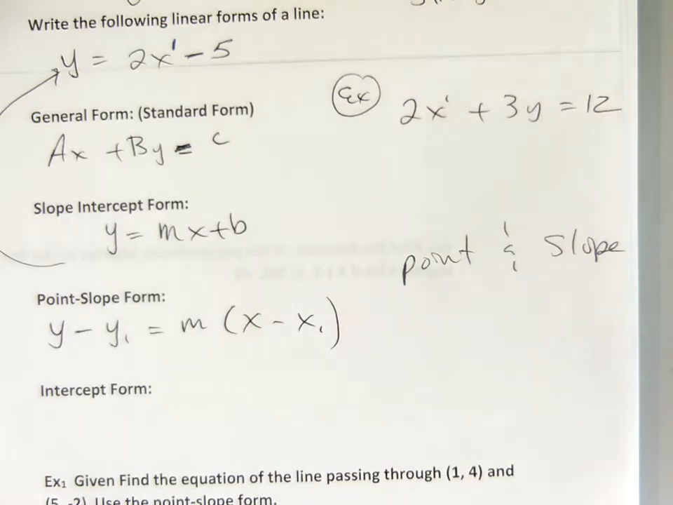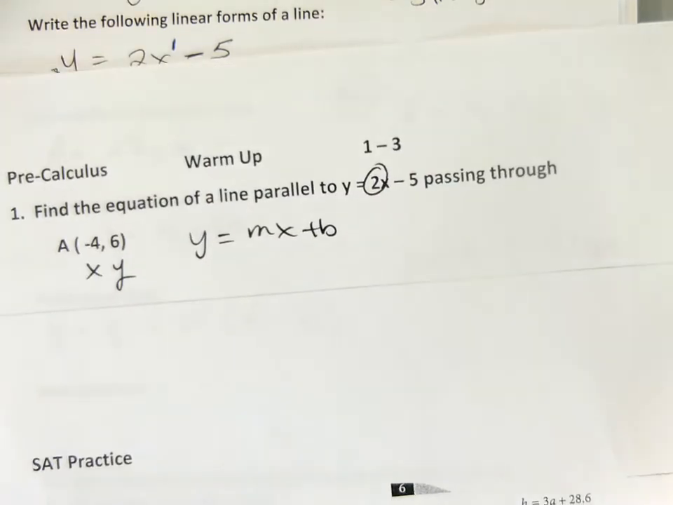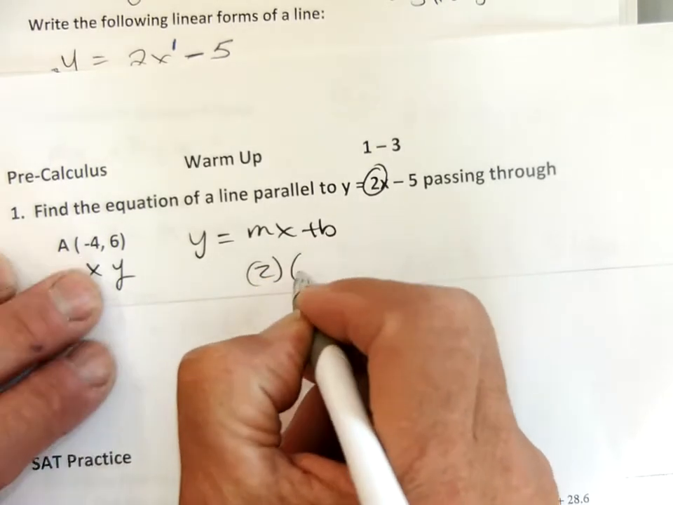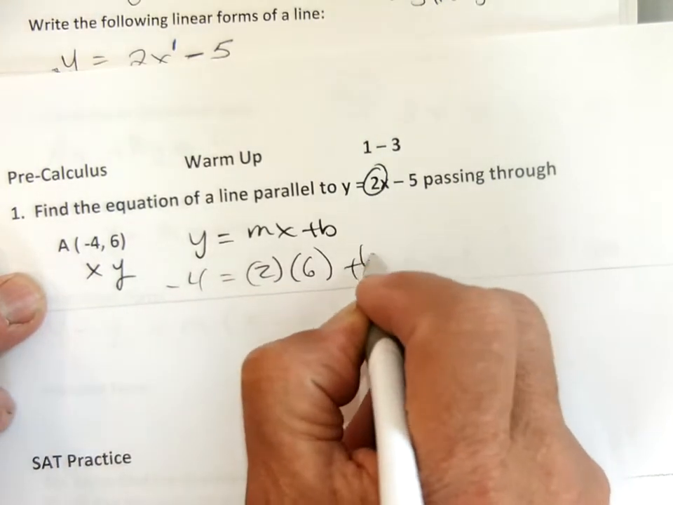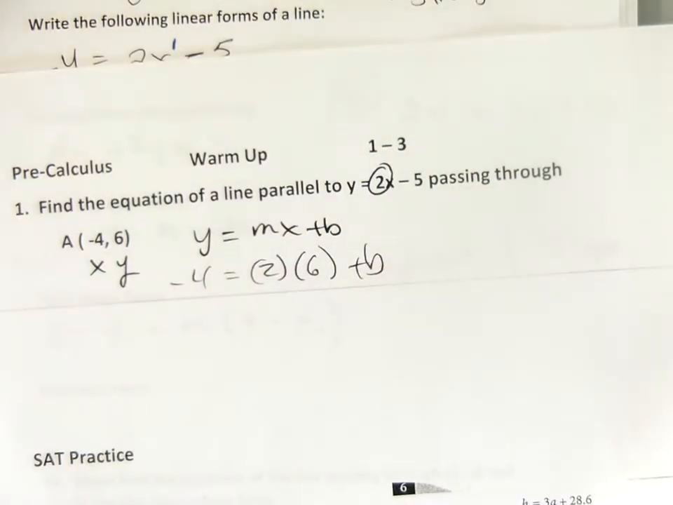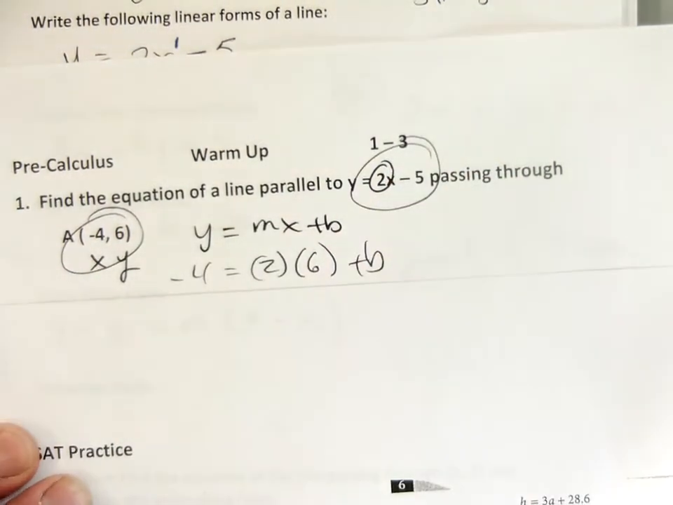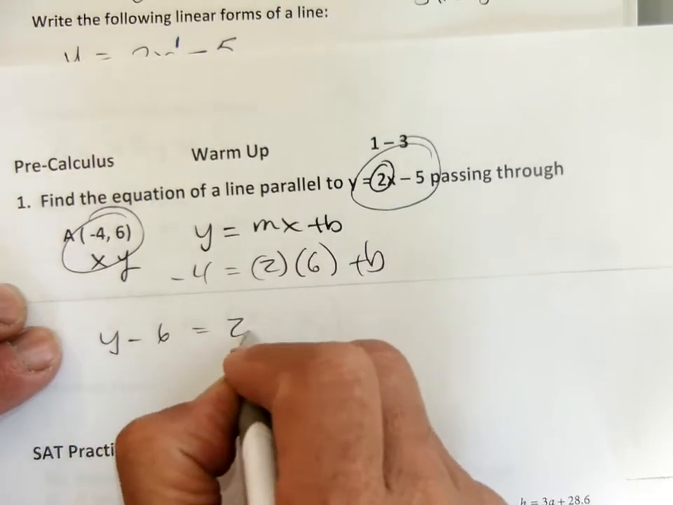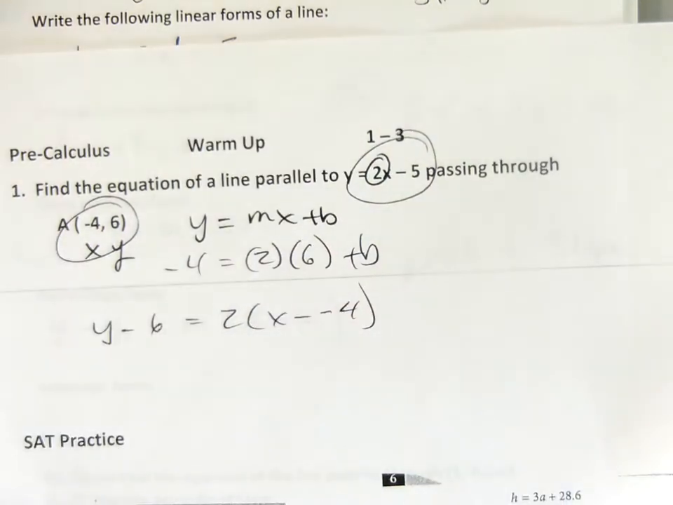in our warm-up, let me grab our warm-up. Do we still have it? We did y equals mx plus b, right? And what we did is we plugged our 2 here for our slope, plugged the 6 here, equals -4 plus b, right? That was one way we did it. But with the point slope formula, because what we know is a point and a slope, we could have done this. We could have gone y minus 6 equals 2 times x minus minus 4. We've gotten the exact same answer.